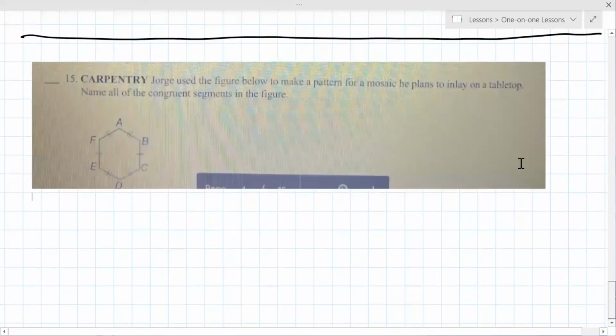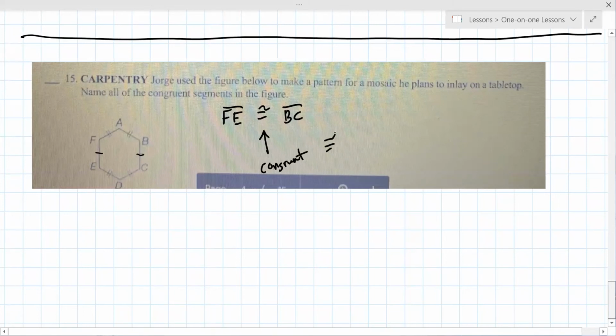All right, so it says Jorge used the figure below to make a pattern for a mosaic he plans to inlay on a table. Name all of the congruent segments in the figure. All right, so the first thing is to see where there's a single line. You can say that F to E is congruent to B to C. So this symbol right here means congruent. Have you seen that in your class? Yes.